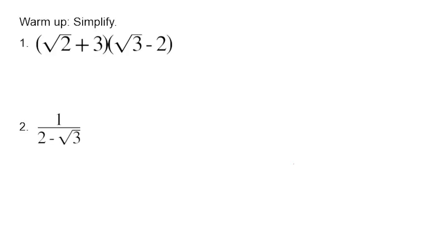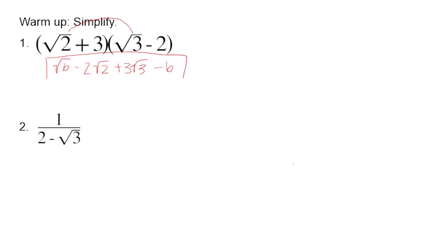So warm up, go ahead and press pause and give these a try, and then press play when you're ready to check your answers. All right, so whenever we're multiplying with radicals, we're going to multiply just the same way. So we'd have root 2 times root 3 gives me root 6. Root 2 times negative 2 is negative 2 root 2. 3 times root 3 is plus 3 root 3. And 3 times negative 2 is minus 6.